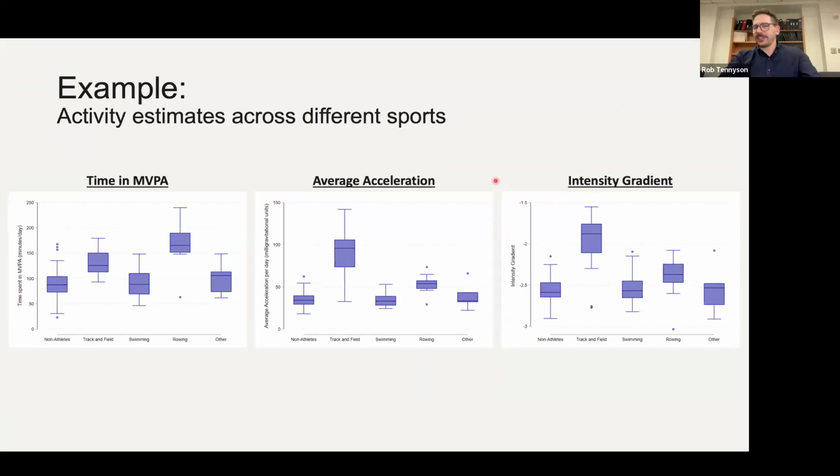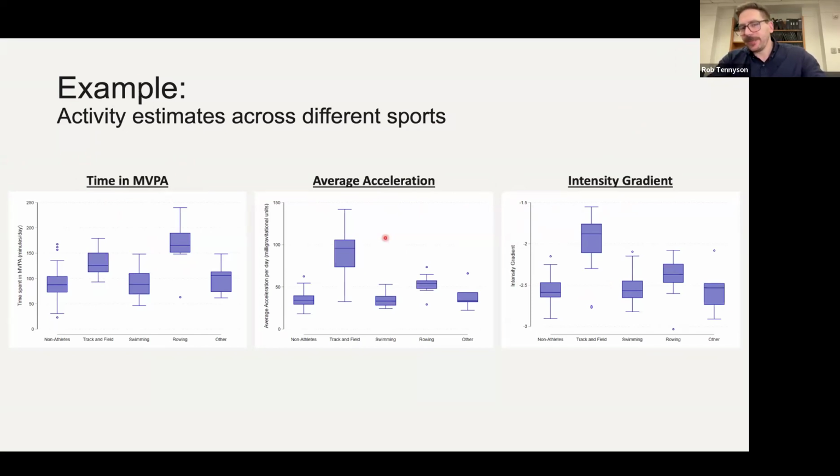And I really like to think about these graphs when I think about the data that people present, because these tell you very different stories. If you're looking at just moderate to vigorous physical activity and you're interested in athletes, there's a clear difference where rowers are much higher. But if you take a combination of average acceleration and the intensity gradient, it flip-flops and track and field is much higher.